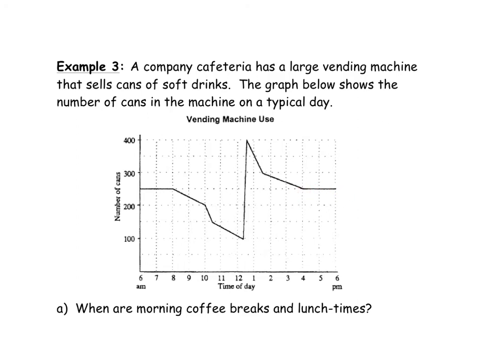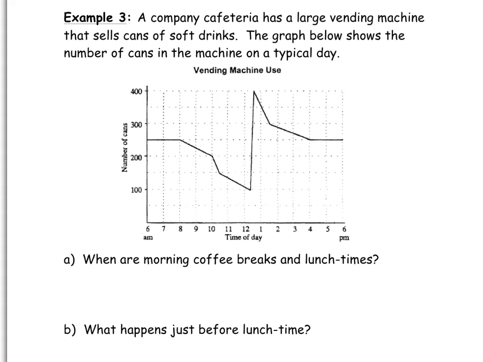Alright, well, what happened? Let's describe that situation. So when are the morning coffee breaks and lunchtime? Well, I think it's pretty obvious that there is a coffee break probably right around here, because if people are thirsty, they want to go get themselves a drink. So between 10 and 10:30 would be a coffee break.